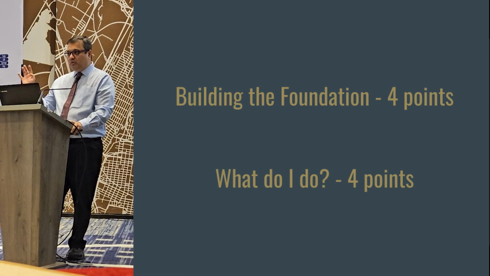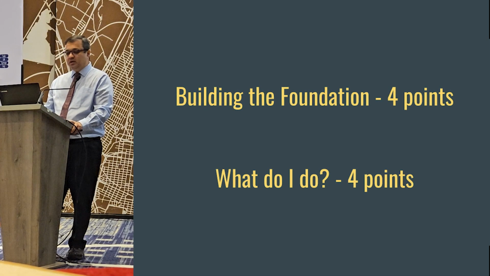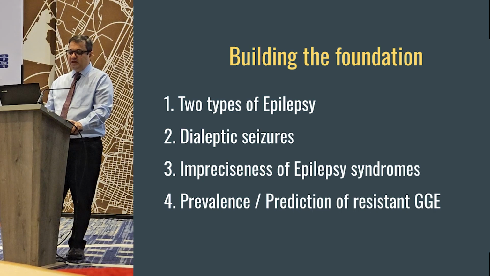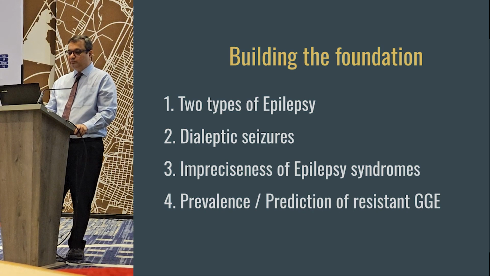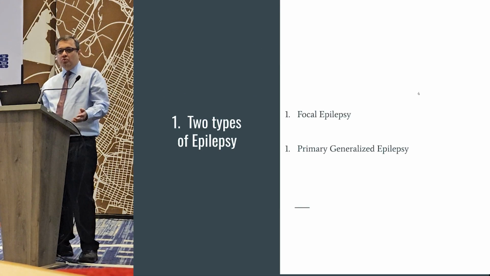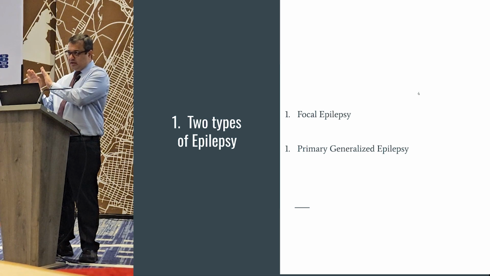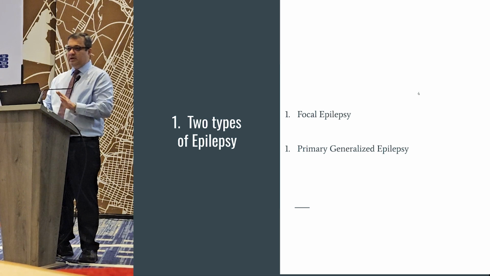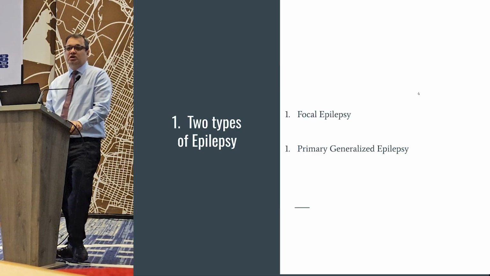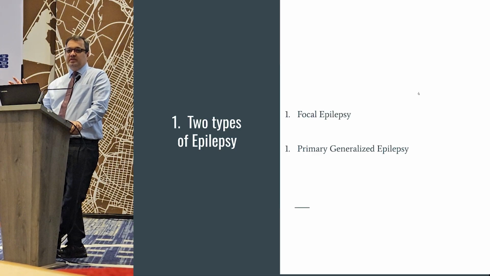We'll be talking about 4 subtopics in each topic. So 2 types of epilepsy, dialectic seizures, the impreciseness of epilepsy syndromes, and then we'll talk about prevalence and prediction. So these are the 2 kinds of epilepsies that we have been taught. These 2 distinct categories are not overlapping, they are very distinct. One is a focal epilepsy that starts in one part of the brain, and the other one is a generalized epilepsy, which for some reason starts all over the brain all at once.